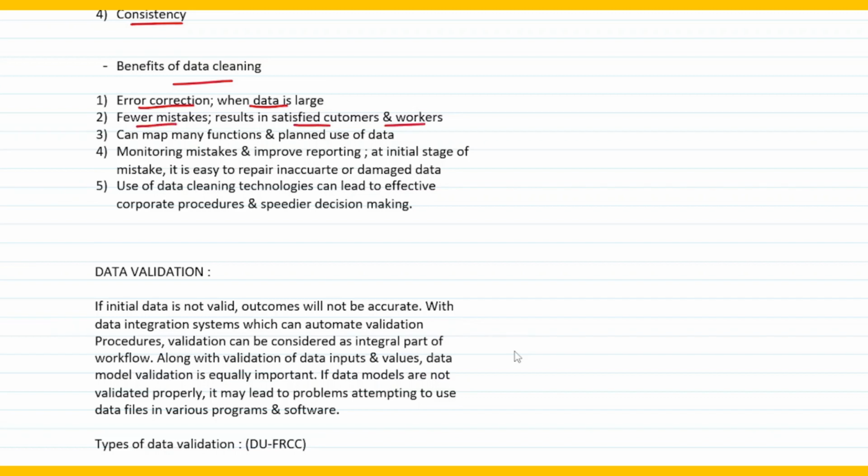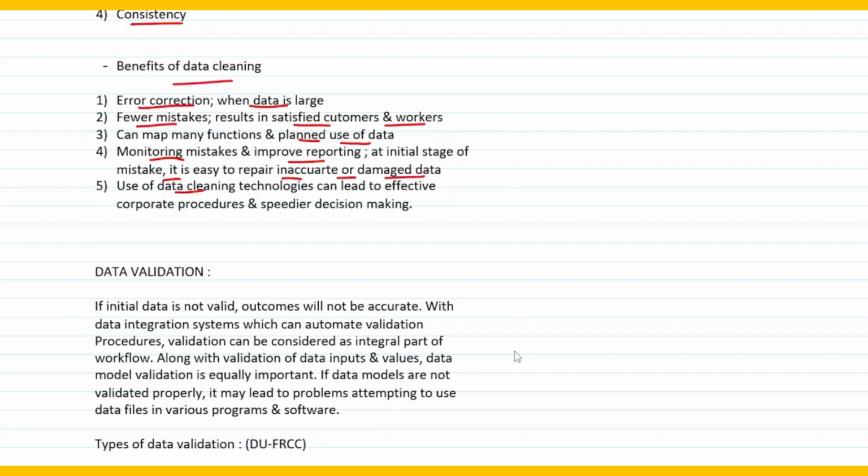Okay. Third one talks about they can map many functions and planned use of data. So you can make sure that many functions are executed with the help of proper data cleaning, and the use of data is very well planned. Then it helps you to monitor mistakes and improve reporting. At initial stage of mistake, it is easier to repair inaccurate or damaged data. So if you find the error in the initial stage of data collection itself, then you can repair whatever mistake is there with ease, right?